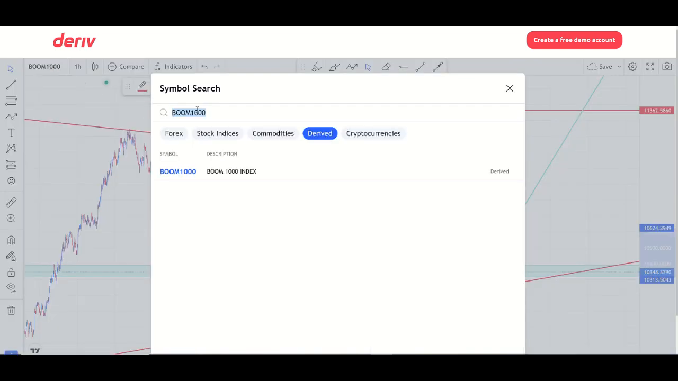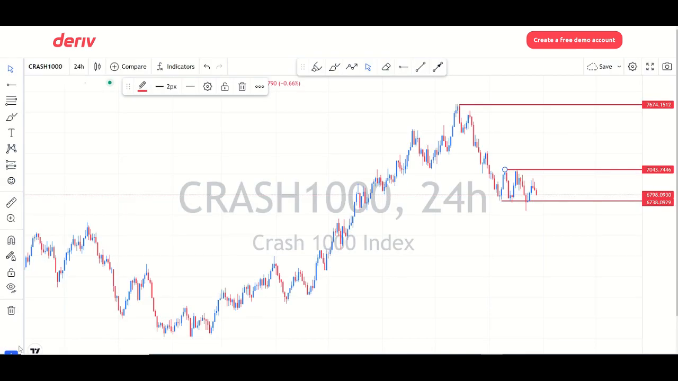Let's go to Crash. Okay guys, this is Crash 1000 on the 24 hours candlestick, right? This is the focus on Crash 1000. So let's look into it. You can see we were previously on a downtrend and we broke out of that particular trend here and then started an impulse move, right?